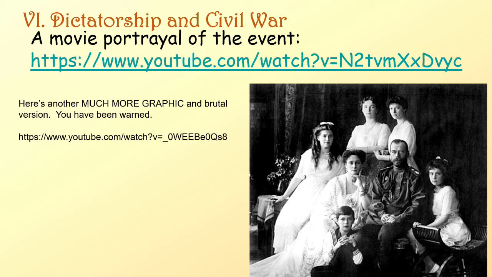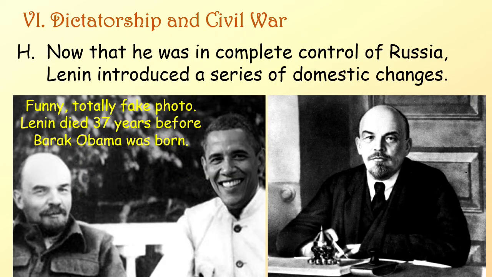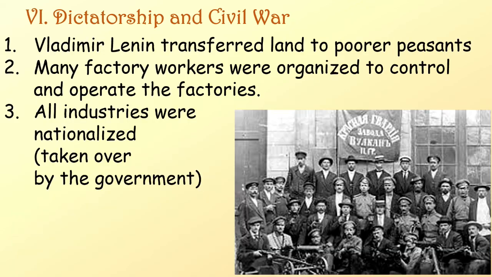You have been warned. Now that he was in complete control of Russia, Vladimir Lenin introduced a series of domestic changes. He transferred land to poorer peasants. Also, many factory workers were organized to control and operate the factories. And all industries were nationalized. In other words, taken over by the government.